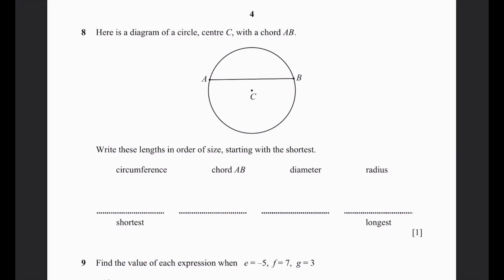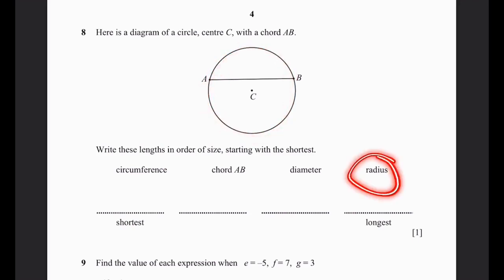Question 8. Here's a diagram of a circle, center C, with a chord AB. Write these lengths in order of size, starting with the shortest. Circumference, chord AB, diameter, which is something like that, and the radius, which is this. So first, what is circumference? It means the perimeter of a circle, which is this length here.